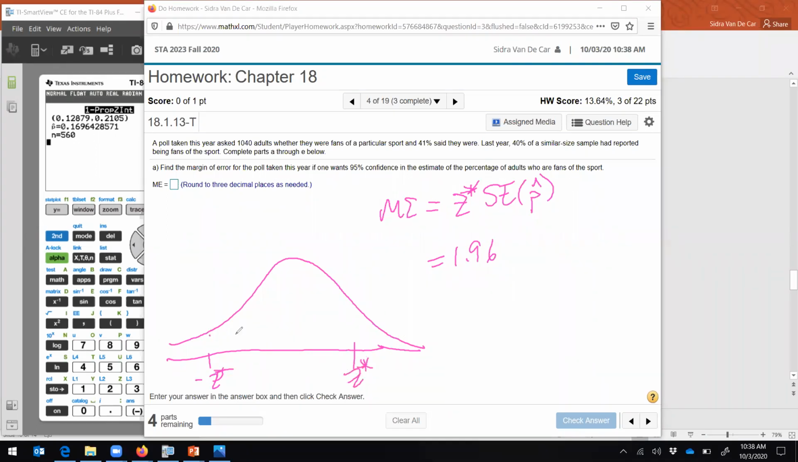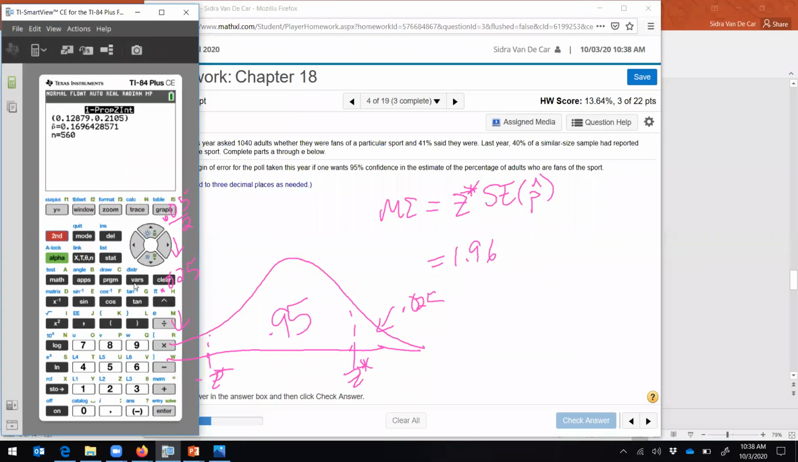It's 95%, so that means the 0.95 is in the middle. So I'm splitting 0.025 over here, half of the remaining 0.05, right? 1 minus 0.95 is 0.05. Divide it by 2, and that's the area that goes there. And by symmetry, the same thing here, 0.025. So I'm getting that 1.96 by going to my calculator and doing second distribution, inverse norm, plug in the area that's here to find this z value. And it's 0.025.